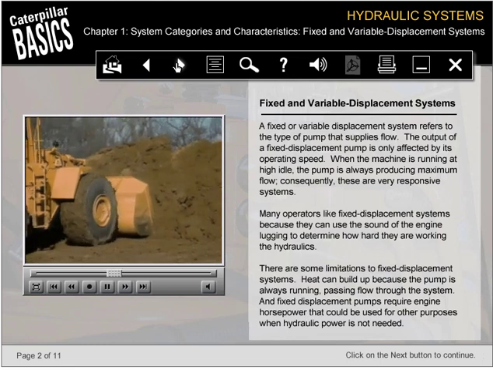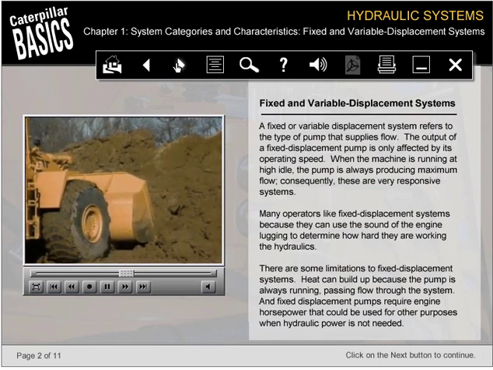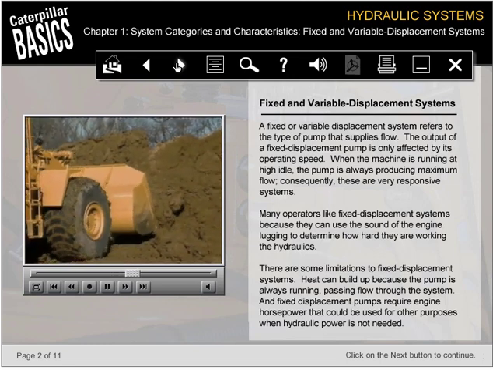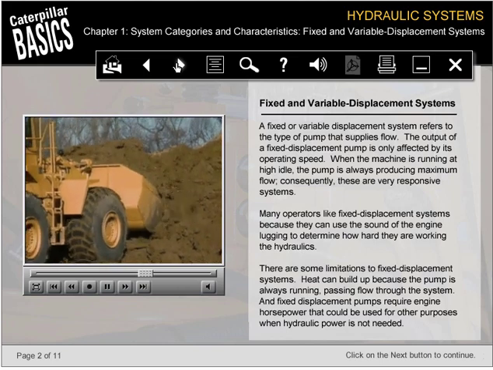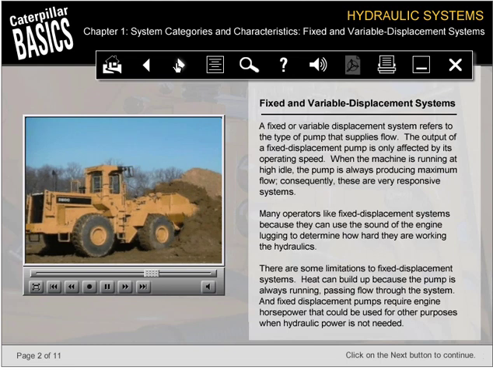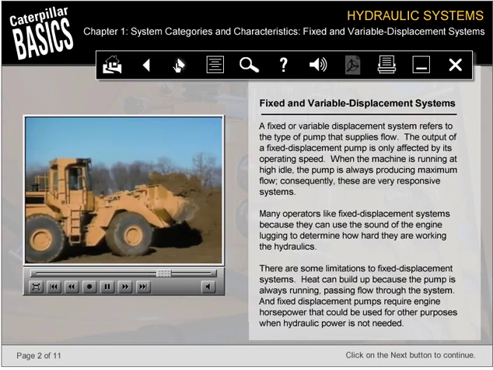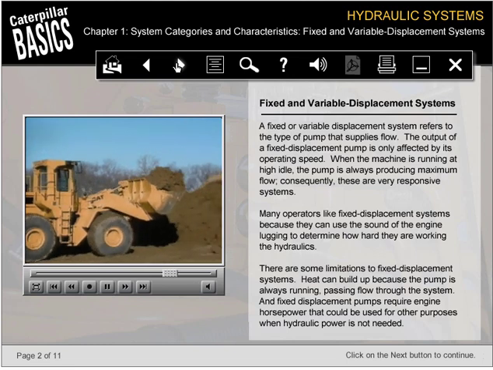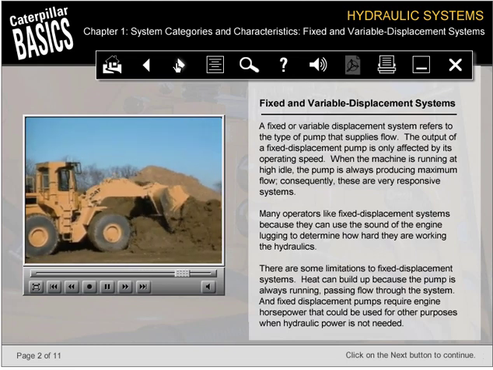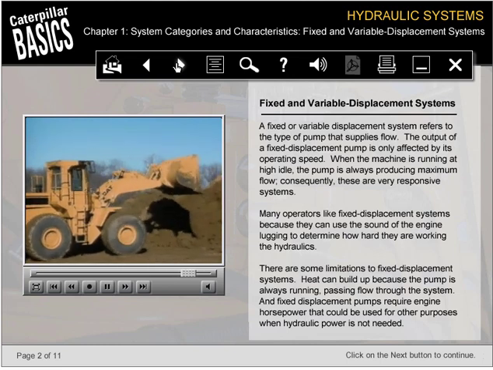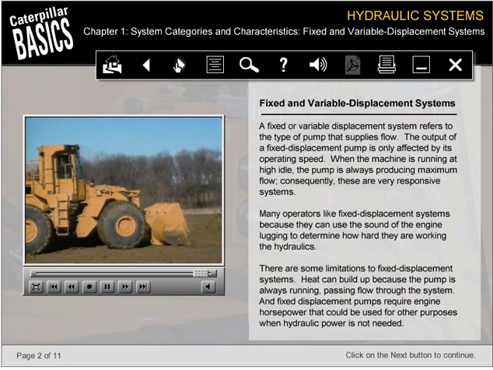Many operators like fixed displacement systems because they can use the sound of the engine lugging to determine how hard they are working the hydraulics. There are some limitations to fixed displacement systems. Heat can build up because the pump is always running, passing flow through the system, and fixed displacement pumps require engine horsepower that could be used for other purposes when hydraulic power is not needed.